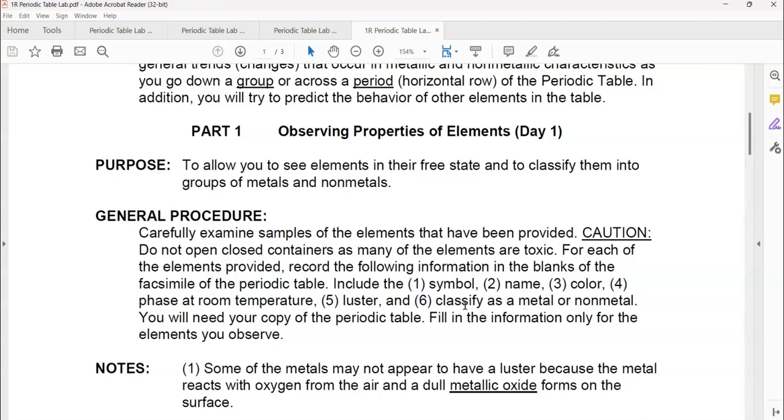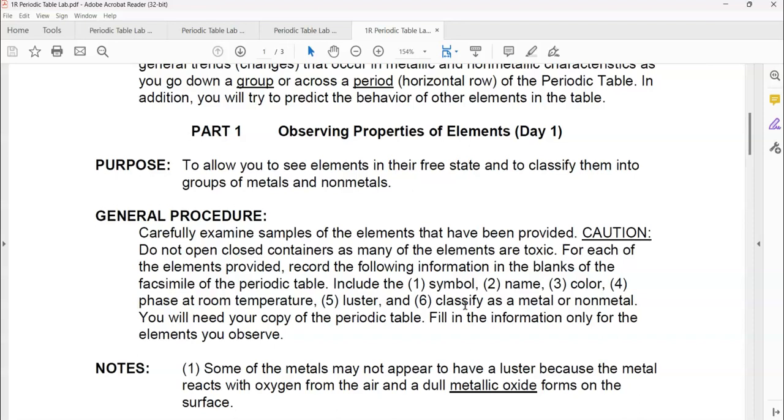Elements that have a luster are in a different part of the periodic table. Elements that are metals are in a different part of the periodic table. So the whole goal of doing the lab is for you to start to compare and contrast one element to the next element so that you start to get an idea of where they're grouped on the periodic table. That's the purpose for doing it, not just simply to get things written down.